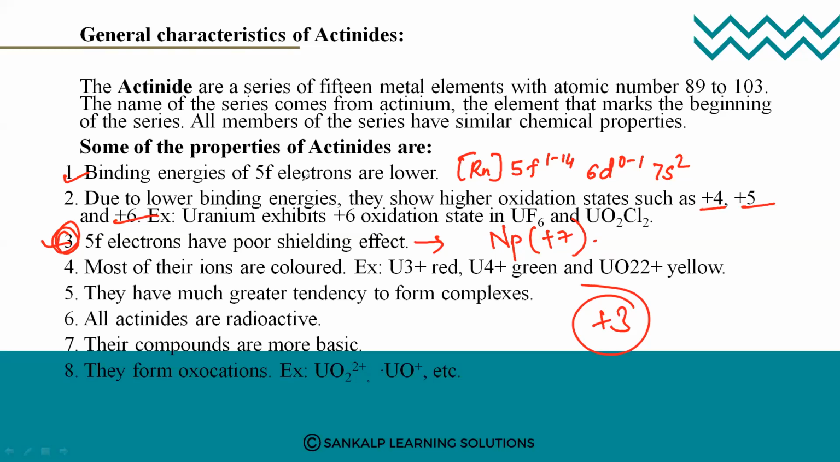Most of their ions are colored. Uranium +3 is red, uranium +4 is green, and UO2 2+ is yellow in color. They have a much greater tendency to form complexes. Actinoids also have the ability to form complexes. All actinoids are radioactive. Then their compounds are more basic.